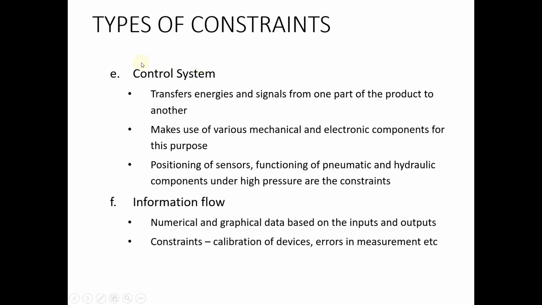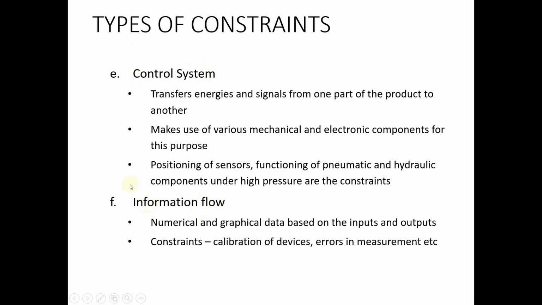Control system. What controls the product, or the type of signals which control the product? Uses of sensors and actuators or other such devices which control the product. How the energy transfer or the signal transfer takes place from one region of the product to another. What are the different components that are used in that product? So all these are listed under the control system.